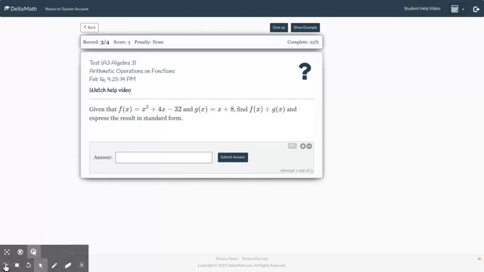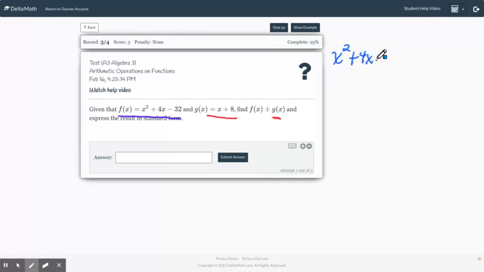Let me find a division. So here we have a division problem. We need to divide f of x by g of x. So I'm going to let f be blue. I'm going to let g be red. So I want to do f divided by g. So my f function is x squared plus 4x minus 32. So I will just set that up as the numerator. And that's going to be divided by g of x, which is x plus 8.